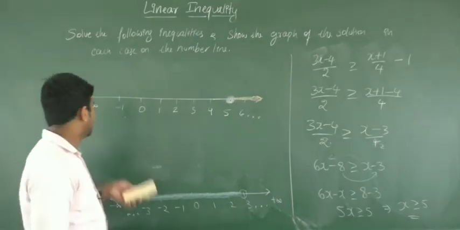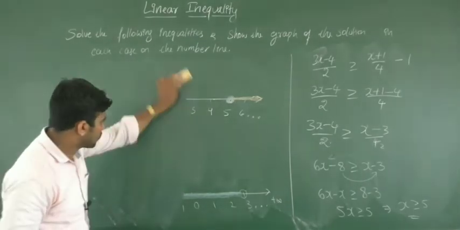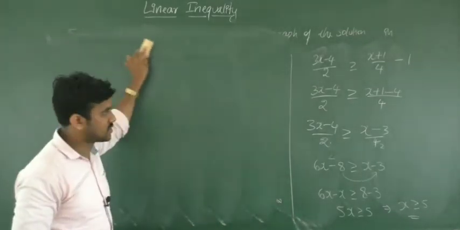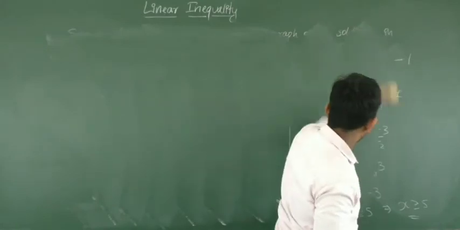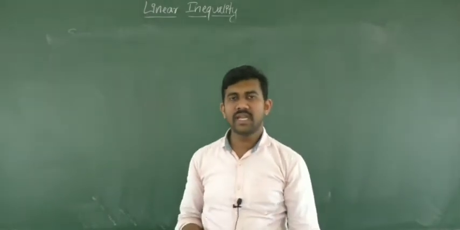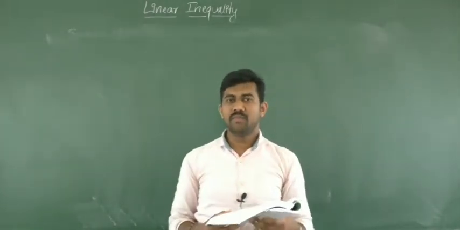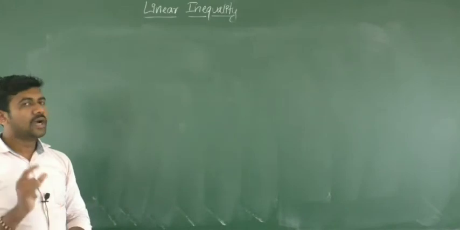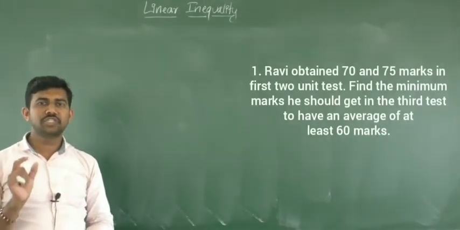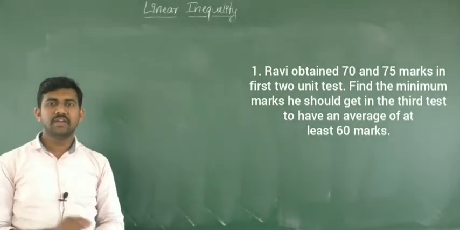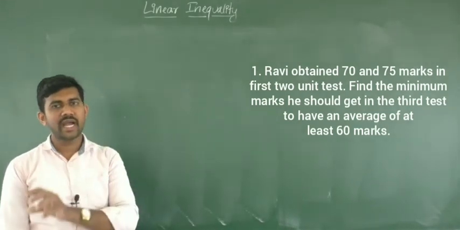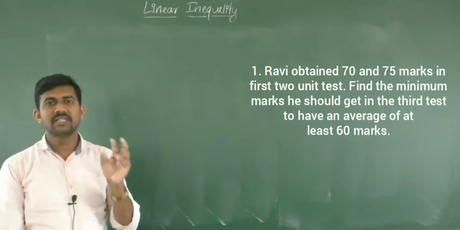Okay, now we'll see some more questions related to inequality, which are practical problems. So in a real life situation, how can we apply inequality problems? The question they have given: Ravi obtained 70 and 75 marks in the first 2 unit tests. Find the minimum marks he should get in the third unit test to have an average of at least 60 marks.